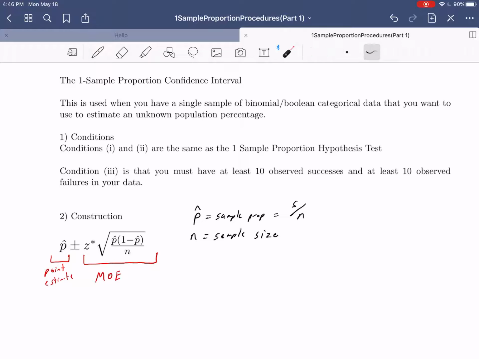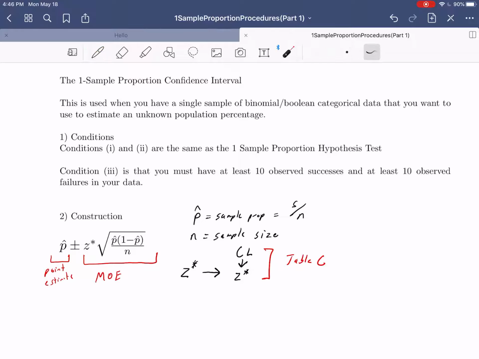And then you will also need to know this z star. Now, z star is found on table C. It's actually the very bottom row of table C. So what you will be doing is finding that z star row and your confidence level across the top, and you'll intersect those, and that'll give you your z star. And that will actually happen on table C.